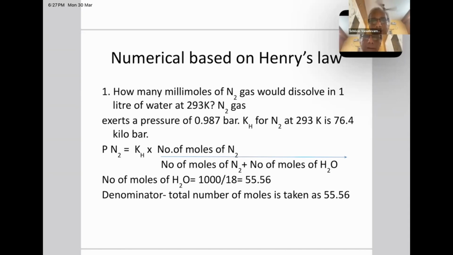First question: how many millimoles of N2 gas would dissolve in 1 liter of water at 293 Kelvin? Pressure exerted by N2 gas is 0.987 bar. Kh value for N2 is 76.4 kilobar, that is 76.4 into 10 power 3 bar. Very high value of Kh here.